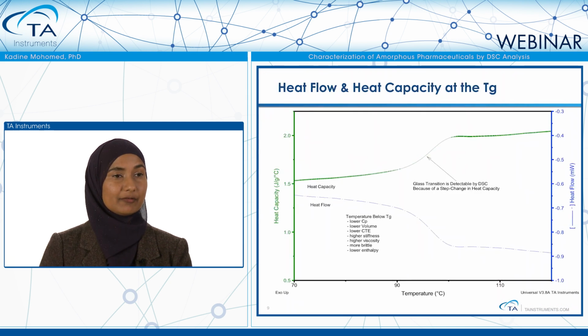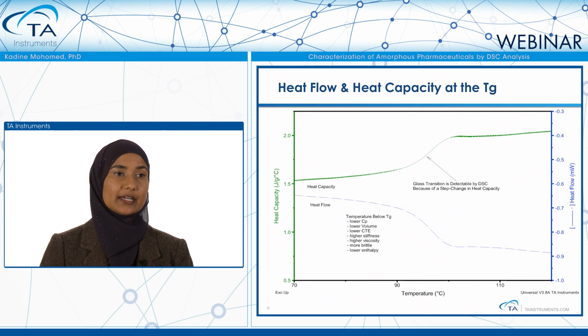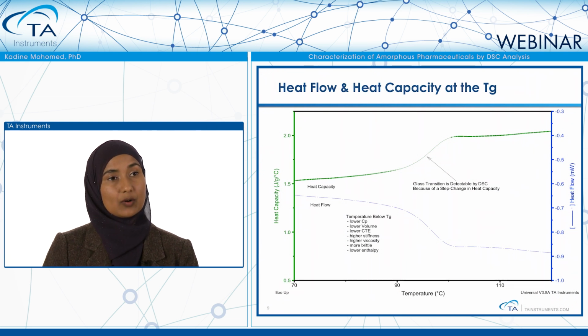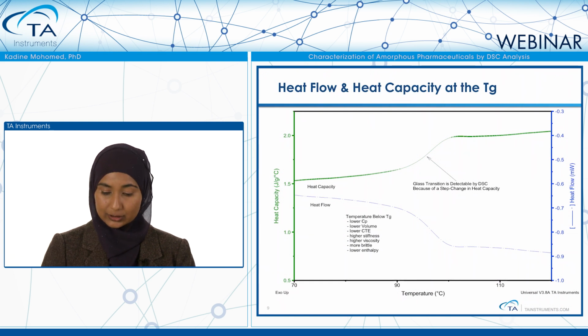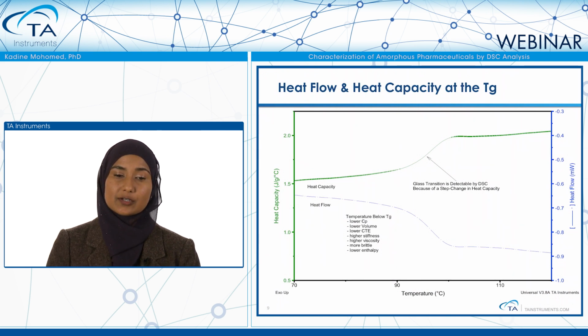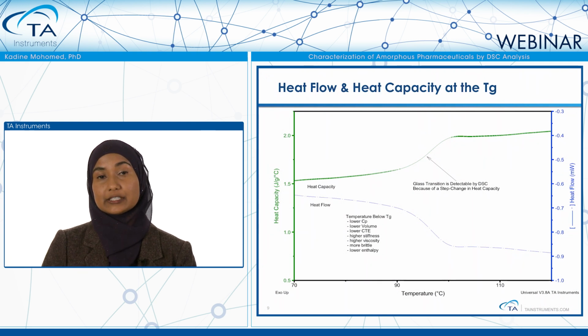So here is an example of an overlay between the heat capacity signal of the material as well as the heat flow over a temperature range where the sample undergoes a glass transition. Notice that below the glass transition, there are parameters that will become reversed once you go through the Tg. An example would be below the Tg, you have a lower specific heat capacity value, lower free volume, lower coefficient of thermal expansion. The material has a higher stiffness and viscosity. As you go through the Tg and above that value, now the heat capacity increases, the coefficient of thermal expansion increases, the material is less stiff and has a lower viscosity. So you can see that the Tg, the glass transition, has a significant impact on the physical parameters or properties of the material.